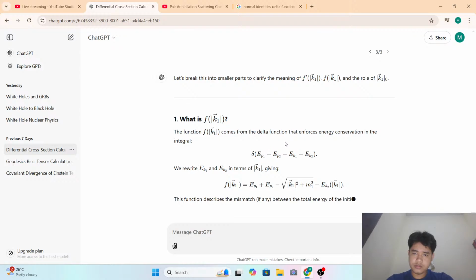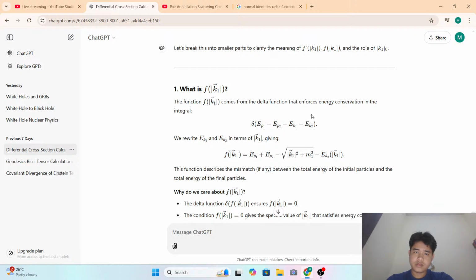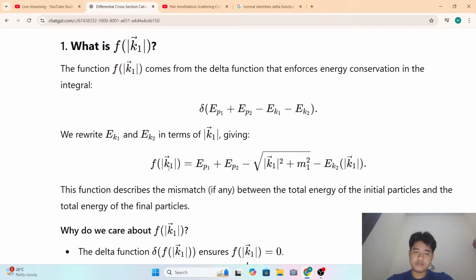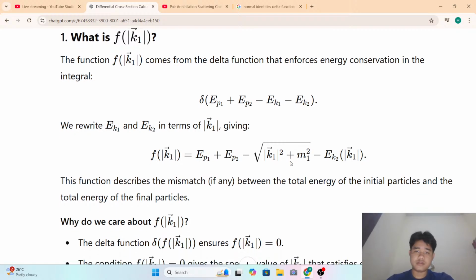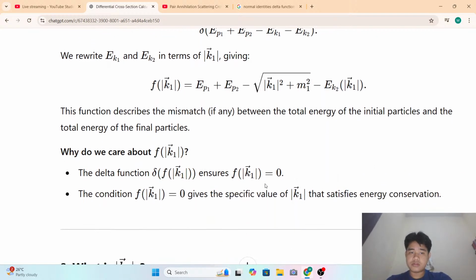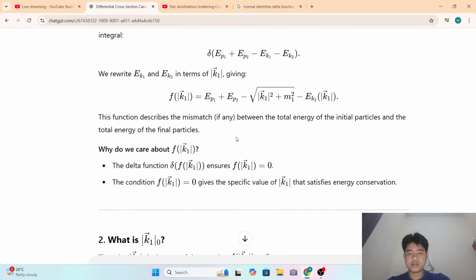This function comes from the delta function that enforces energy conservation in the integral. We rewrite it in terms of Q1, giving this equals this. This function describes the mismatch, if any, between the total energy of the initial particles and the total energy of the final particles. Why do we care about this? The delta function ensures this is zero. Oh yeah, that's correct.